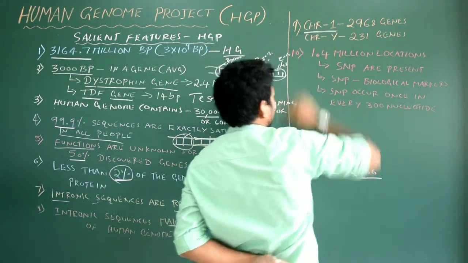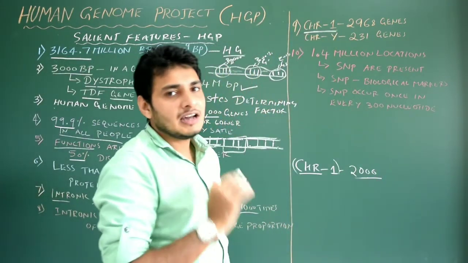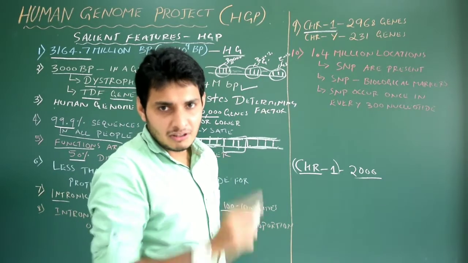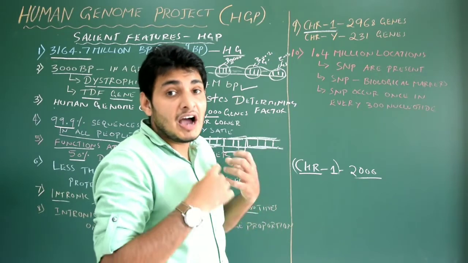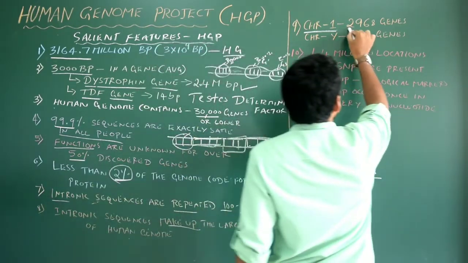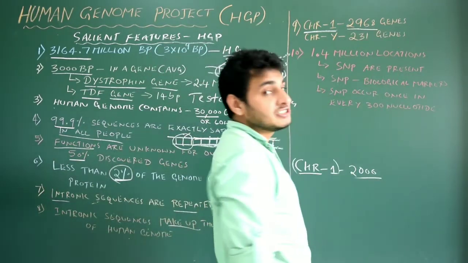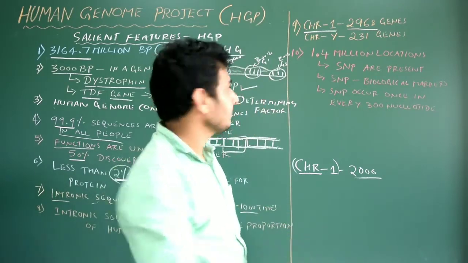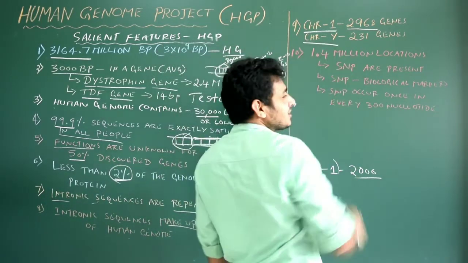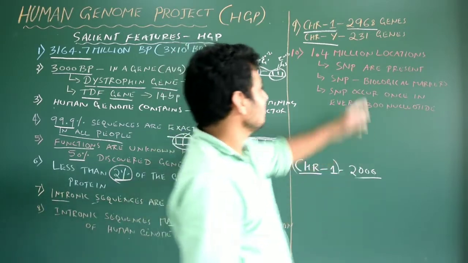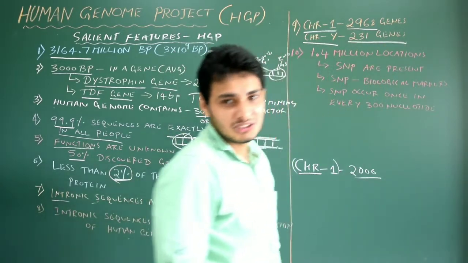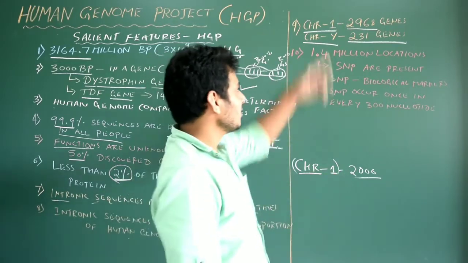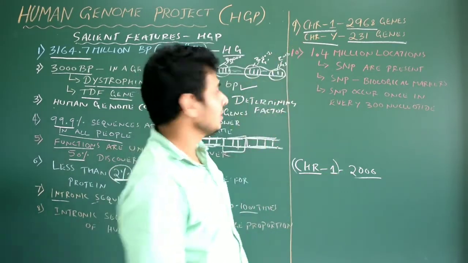Next is very important. Note this point. They identified that the largest chromosome, that is chromosome number 1, the first chromosome, contains the highest number of genes, that is 2968 genes. Note this point, it could be asked in your NEET. Chromosome Y, the smallest one in the case of males, has the fewest genes, that is 231 genes, a very small number. Note these very important numbers.